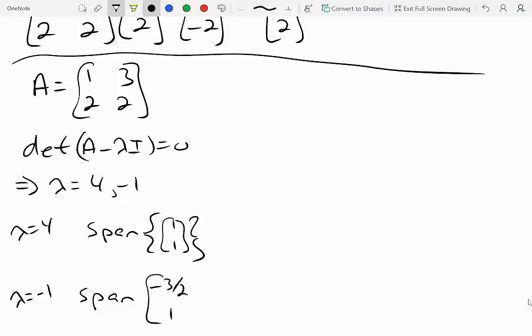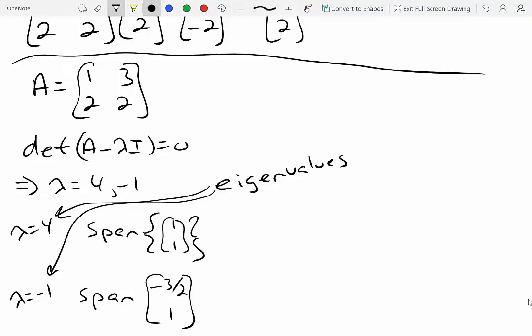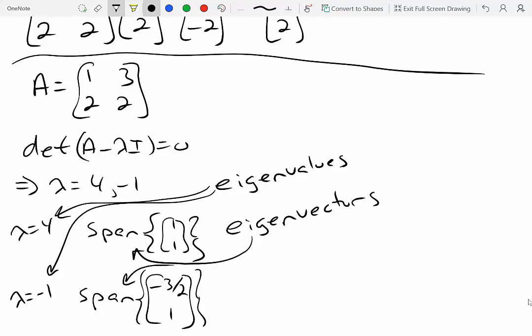So we have eigenvalues of 4 and negative 1, and then the eigenvectors are all of the vectors that fit into the span of each one of these spaces. And so in this case, there was one vector in the basis for each one of these spans. Sometimes there might be two, and we will see plenty of examples of things like that.